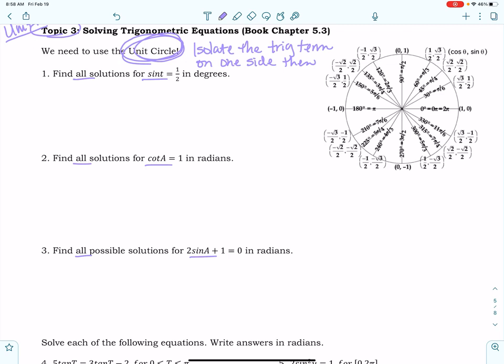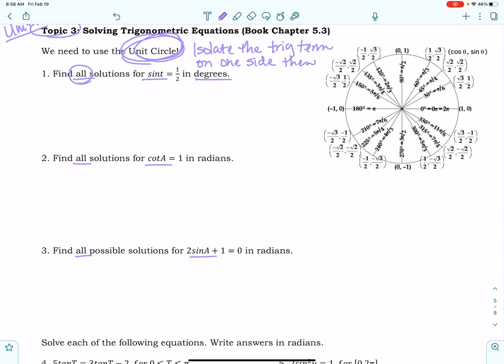On number 1, find all solutions for sine t equals 1/2 in degrees. So we have been told that we need our answer in degrees, and we're finding all of the solutions. When I talk about all of the solutions, I mean all of the possible solutions for every possible rotation of the circle from the value that you get here, okay? So that's what I'm talking about. I want all the solutions for sine t equals 1/2.